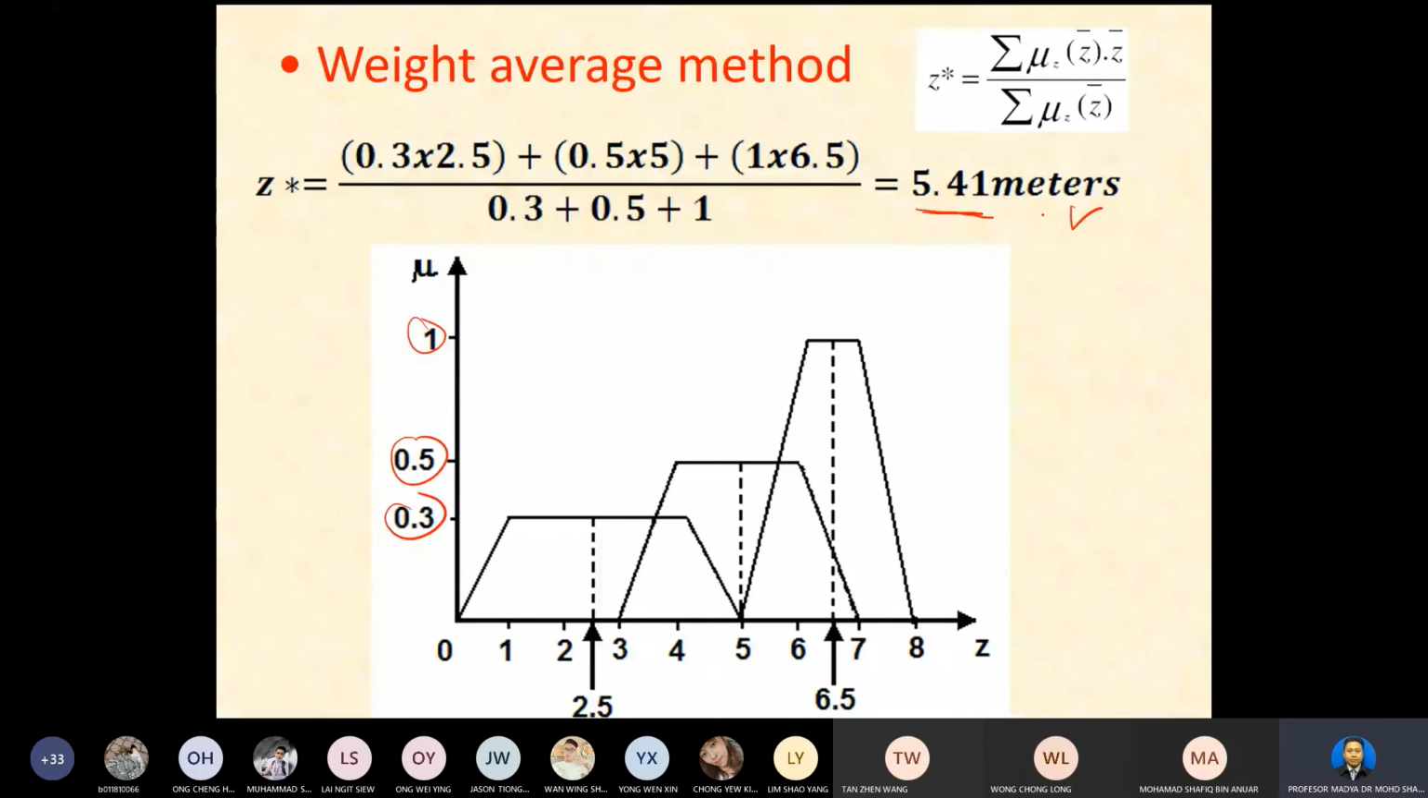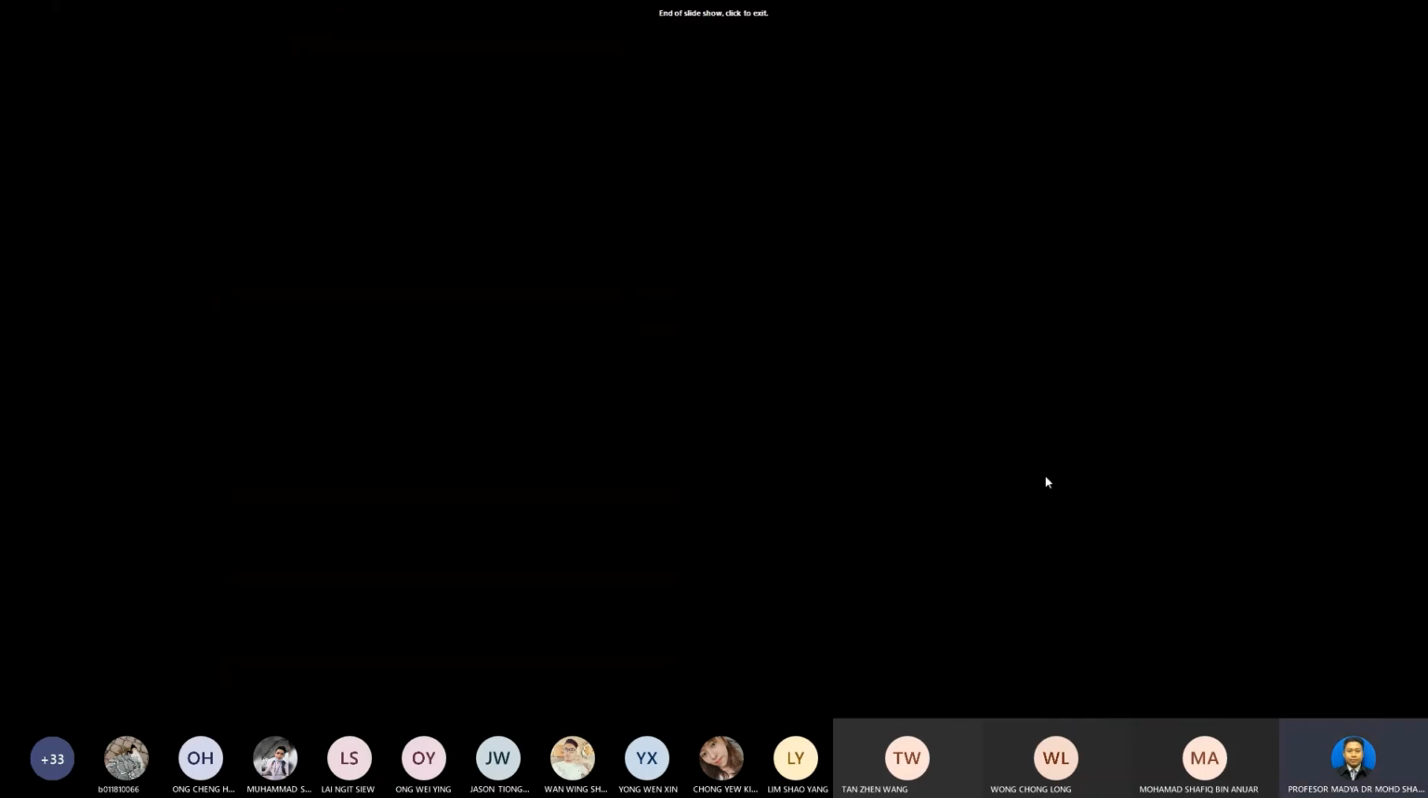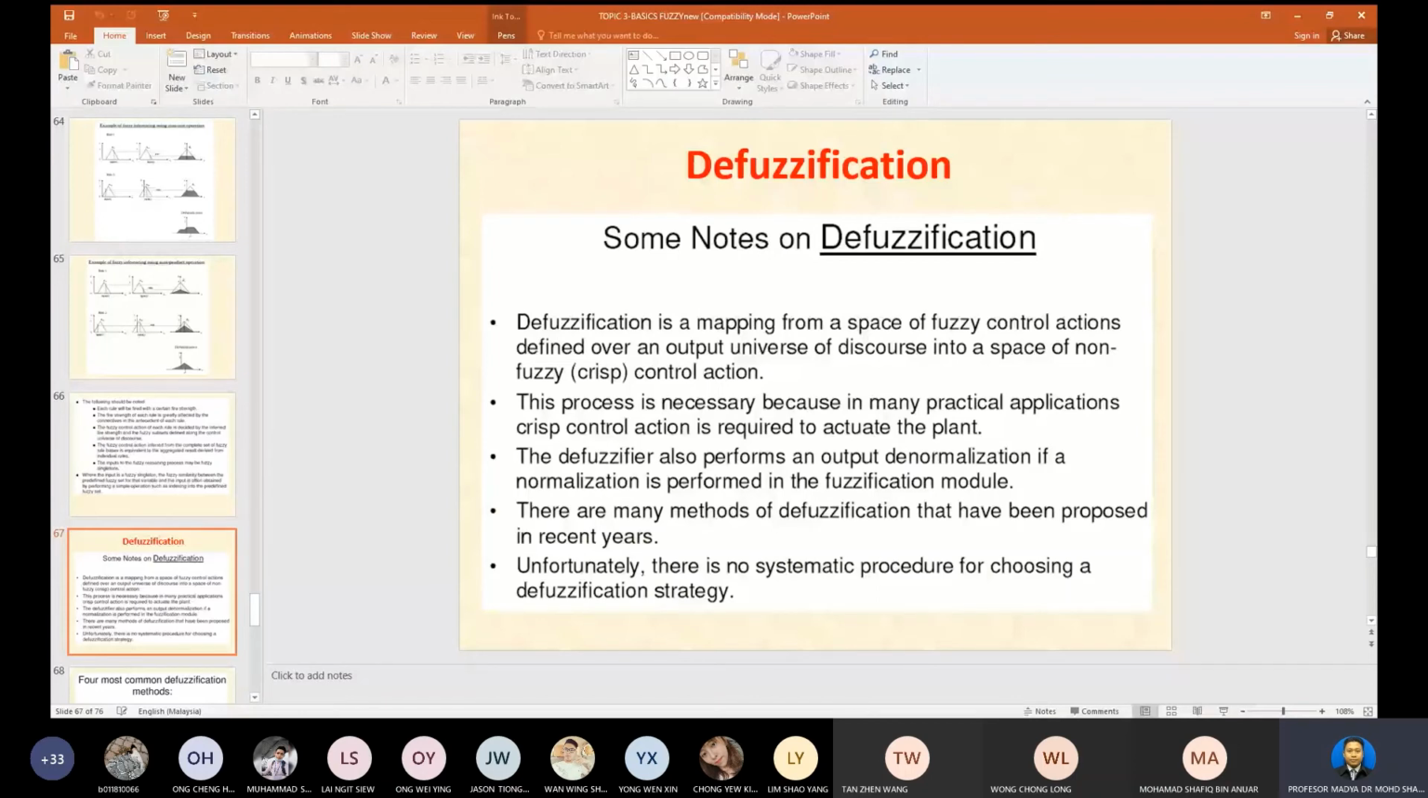Or you use the mean of max. This formula is for using max. This is the example that I mentioned to you before: 5 plus 7 divided by 2. The answer will be 6.5 meters. For example, the inverse of this using the meters, that's why the answer will be 6.5 meters. That is using the mean of max. All right, so maybe we can try an example here.